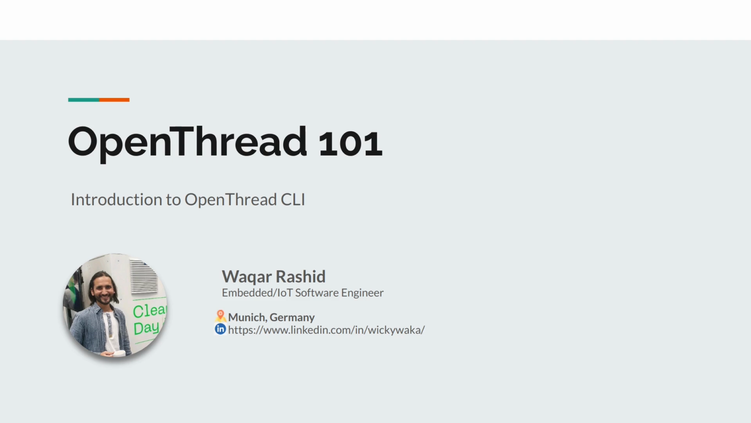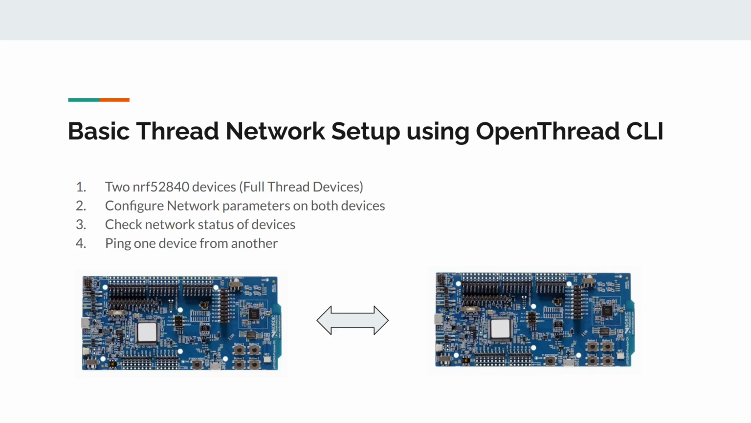OpenThread CLI. OpenThread CLI is a tool from OpenThread, and in this video what we would do is create a basic Thread network using OpenThread CLI. This network would contain two nRF52840 devices. We would configure the network, and we will then ping one device from another one, and show you that the network has been formed and that it is working.